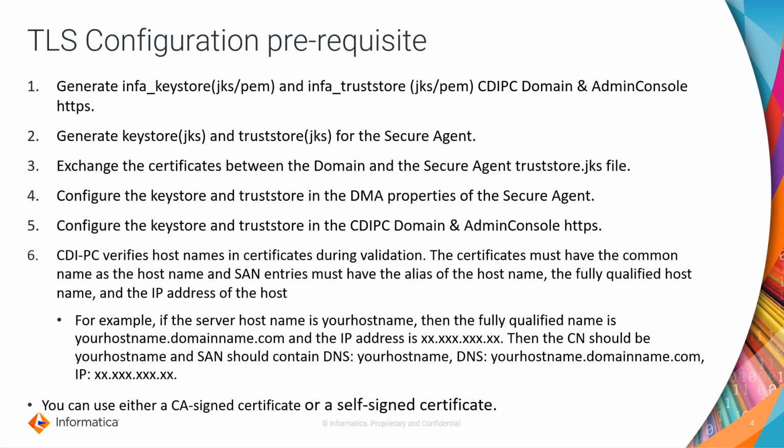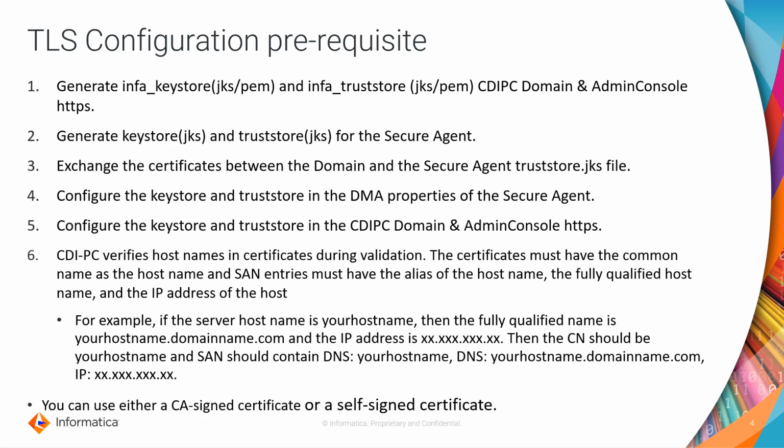Step 2, generate keystore.jks and truststore.jks for the secure agent. Now the CDI-PC domain is TLS enabled. Similarly, from the secure agent side, the DMA has to be TLS enabled. For the DMA to be TLS enabled, we need two files, keystore.jks and truststore.jks. Here PEM files are not required.